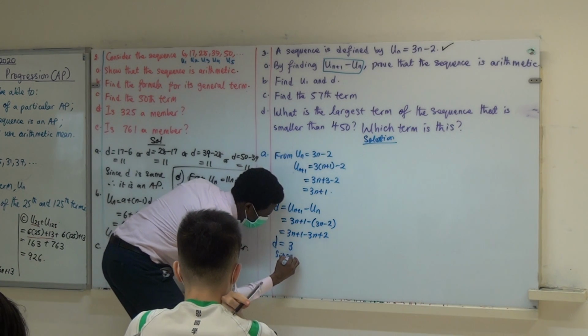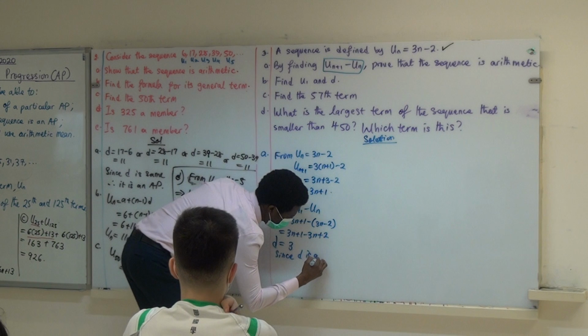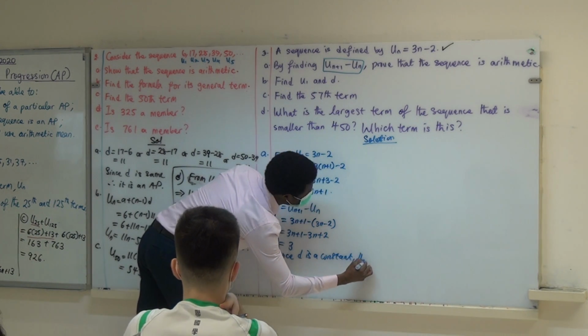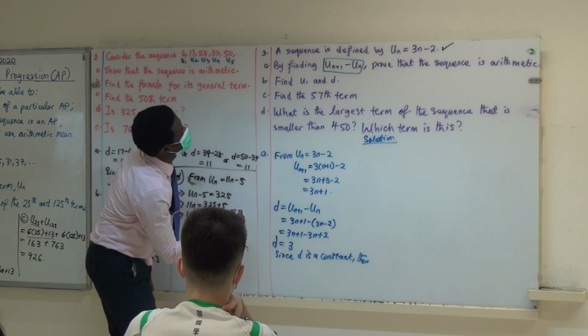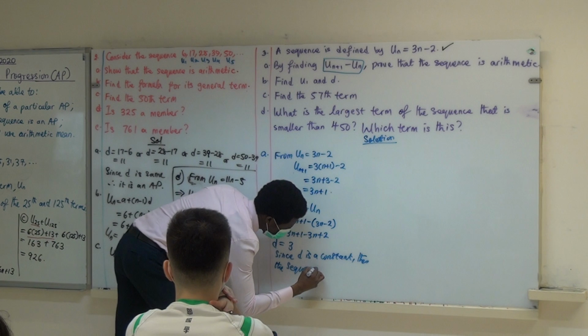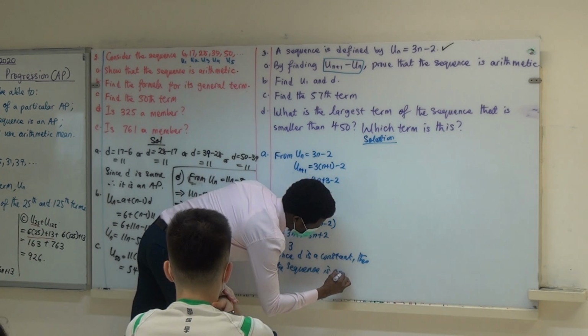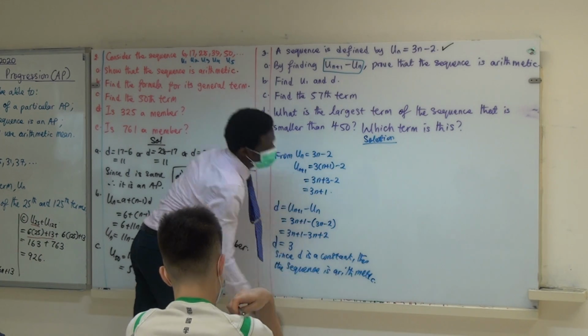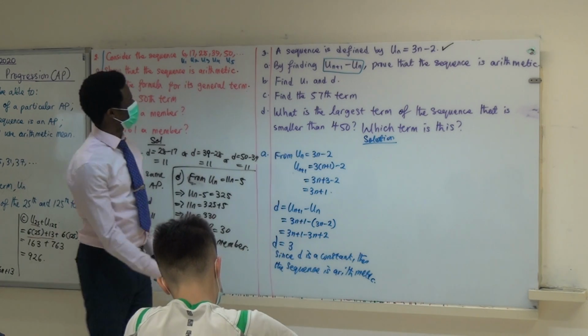Since d is a constant, then the sequence is arithmetic. That's all. And I think the rest is easy.